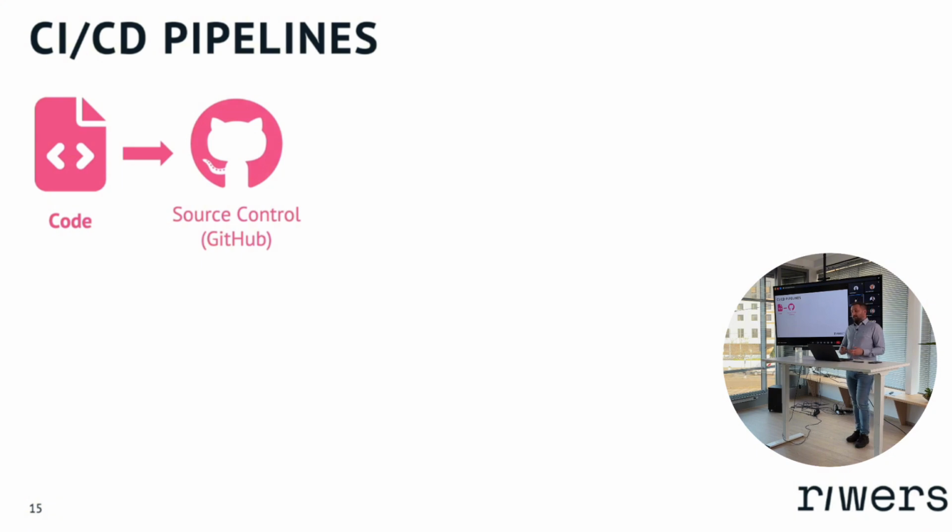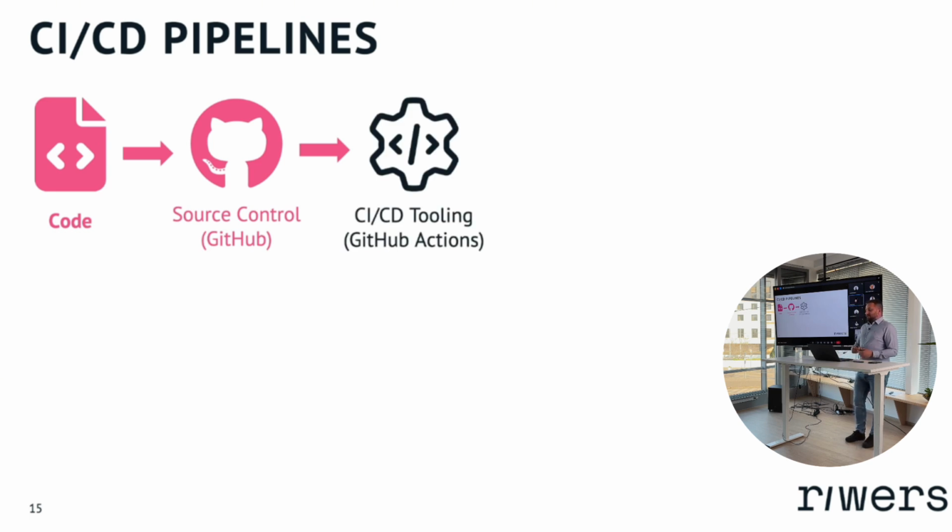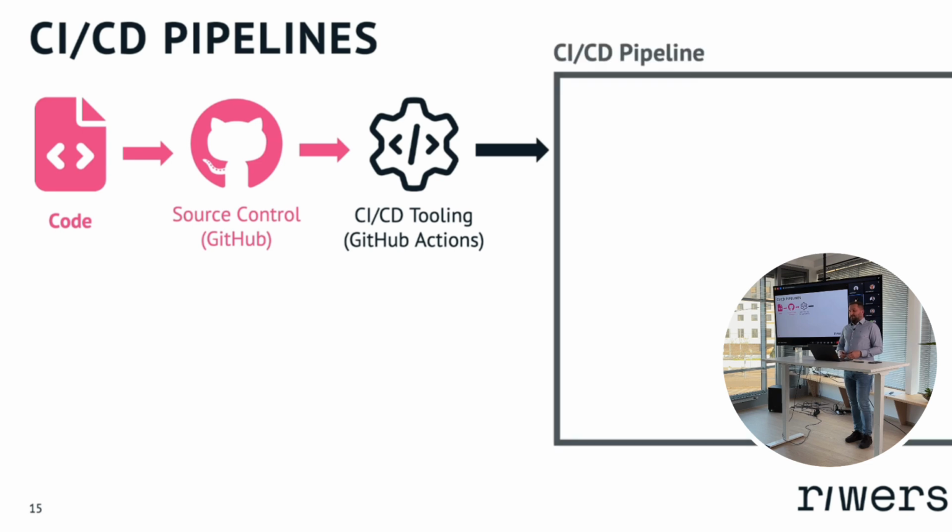This could be GitHub, this could be GitLab, this could be Bitbucket, Azure DevOps. All of these providers have their own CI/CD system. The CI/CD system, what it does is it picks up changes in your source code and runs a sequence of commands or processes over it and automates a lot of things.